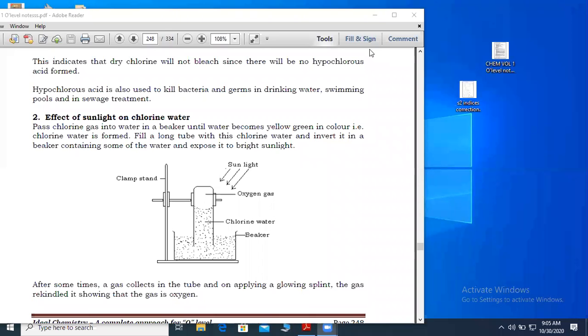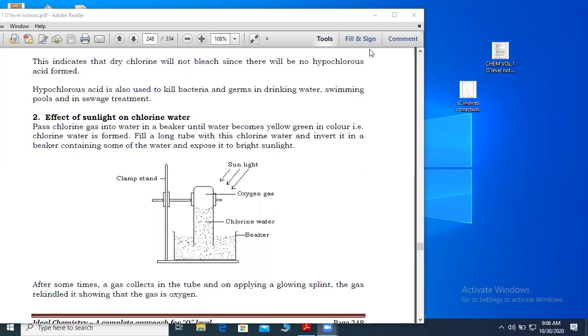Question number 1 was: chlorine can be prepared in the laboratory using potassium permanganate. Remember, it is potassium permanganate or manganese(IV) oxide that can be used. I keep reminding you that the two, potassium permanganate and manganese(IV) oxide, are oxidizing agents. So in their reaction, they react with concentrated hydrochloric acid.